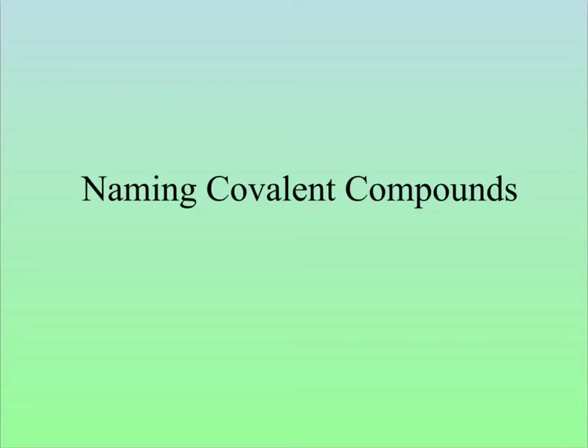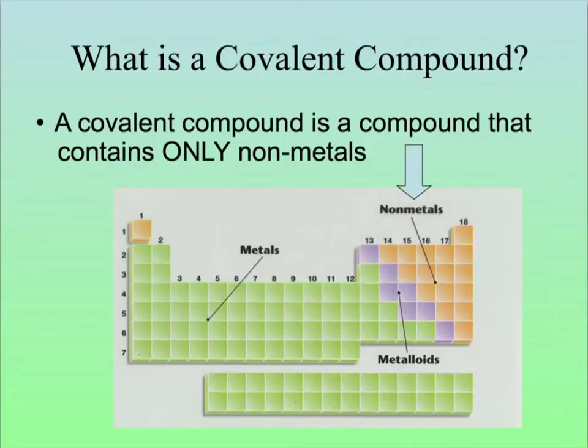Okay, we are going to be learning the rules for naming a covalent compound. So, refreshing ourselves on what a covalent compound is, it is when you have two bonding atoms between two nonmetals. So a covalent compound is only between nonmetals, as you can see here on the periodic table.